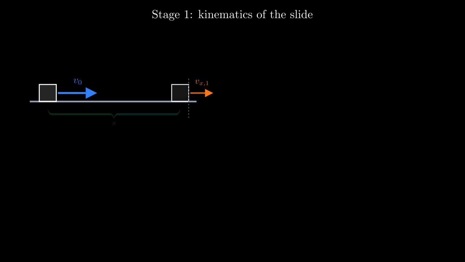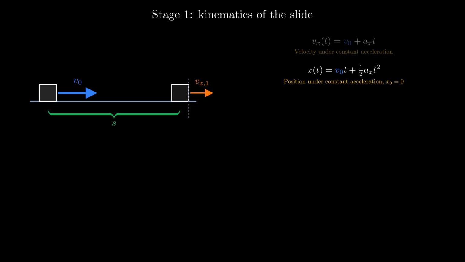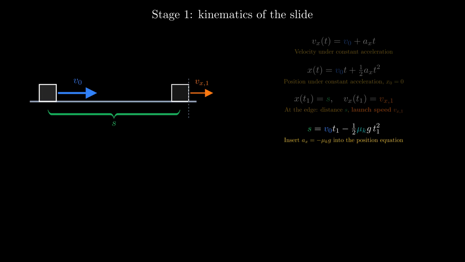The acceleration is constant, so use the kinematic equations. The horizontal velocity is v sub x of t equals v0 plus a sub x times t. The horizontal position is x of t equals v0 times t plus 1/2 a sub x times t squared. Starting from the origin, call t1 the instant the block reaches the edge, where its position is s and its speed has dropped to v sub x1, the launch speed. Substitute a sub x equals negative mu sub k times g. The position equation becomes s equals v0 times t1 minus 1/2 mu sub k times g times t1 squared.